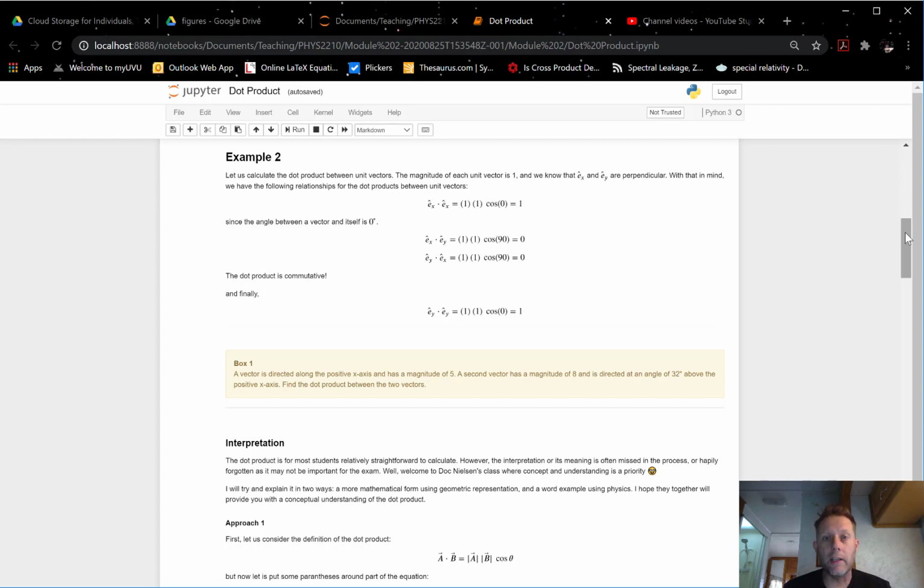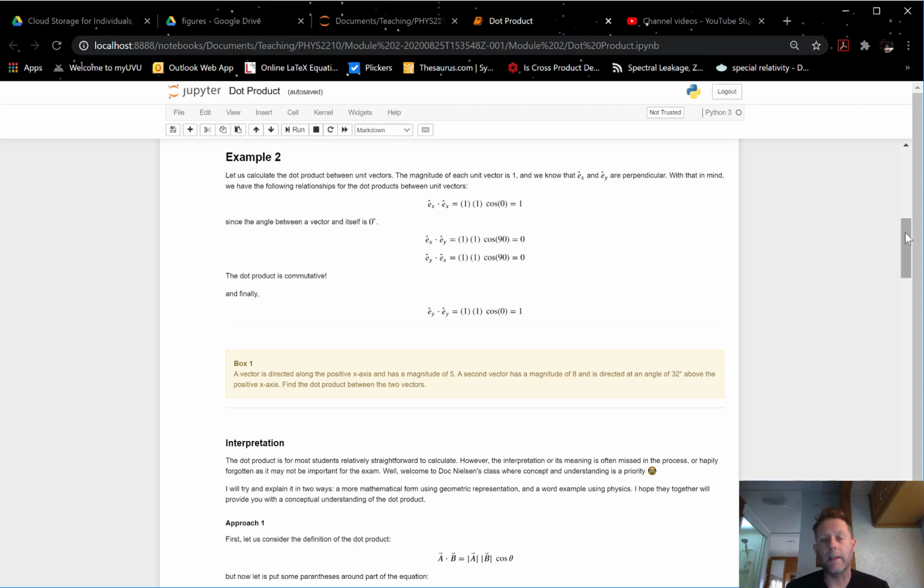So let's try and find the dot product between two unit vectors, x and x. So that's the same vector. And what we find is that it's the magnitudes multiplied together, 1 times 1. Since it's the same vector, they're pointing in the same direction, the angle between them will be 0. Cosine of 0 is 1. So we get that the dot product is just equal to 1.